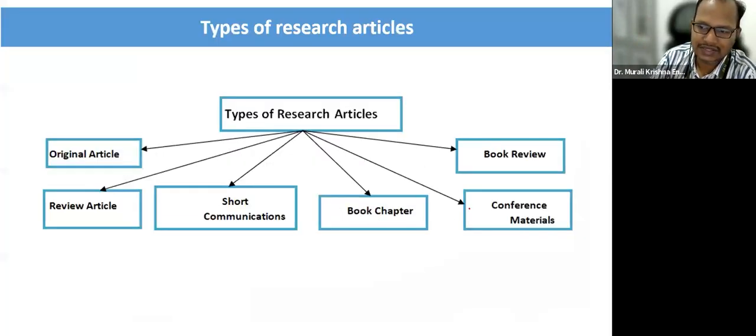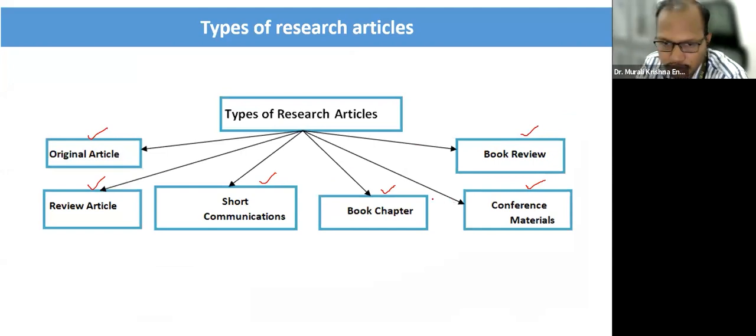There are six types of research articles. One is the original or research article, the main research articles. There are reviews and literature surveys, and there are short communications. There are book chapters, book reviews, conference materials, conference publications, and conference details. So let's look at each of them: what these six types of research articles are and how they look.